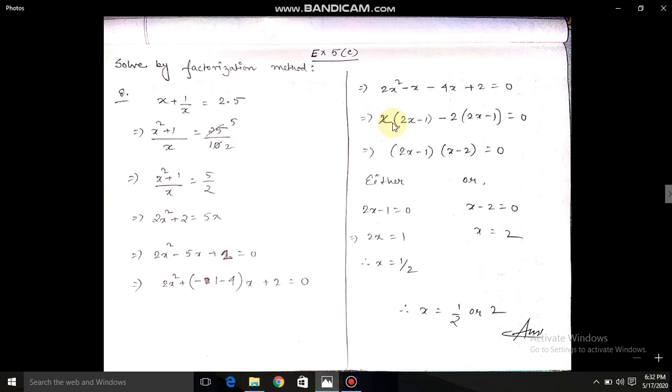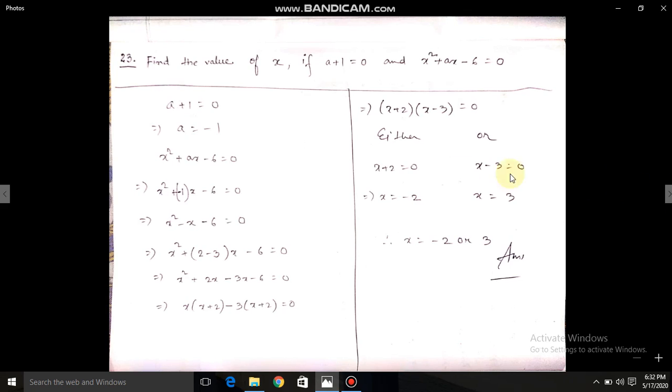Now from here we will take x common. So in bracket it will become 2x minus 1, and here if we take minus 2 common, it will become 2x minus 1. So it will be 2x minus 1 into x minus 2 is equal to 0. So either 2x minus 1 is equal to 0 or x minus 2 is equal to 0. Therefore the value of x is either 1 by 2 or 2. So I hope number 8 is clear.